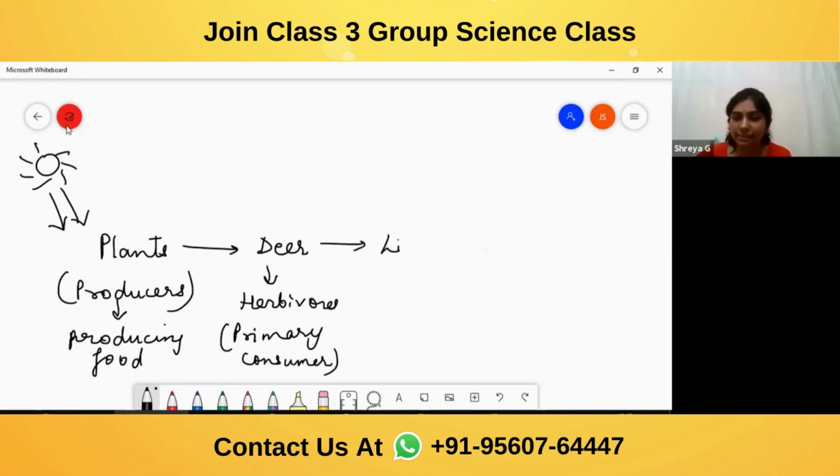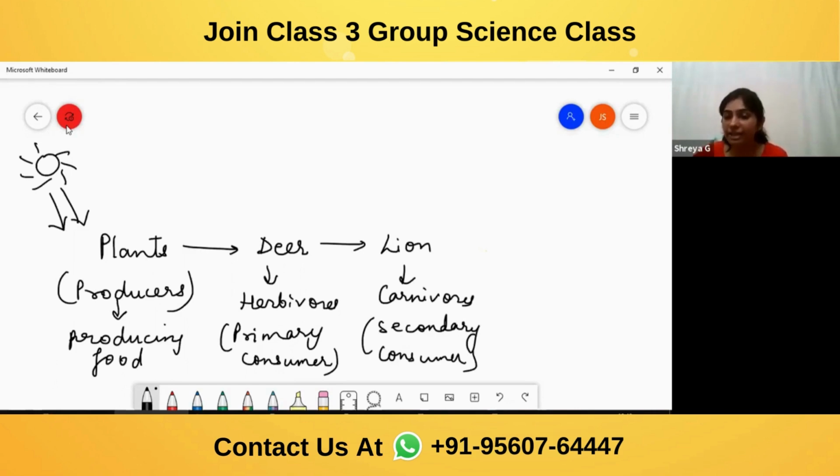If this deer is eaten by a lion, the lion is known as a carnivore. Can I say it is a secondary consumer? It is also a consumer, but it is a secondary consumer. Now the lion, when the lion dies, it is eaten by the decomposers or the eagles and the vultures. Eagles and all, they are known as scavengers. And eagles, when they die, they are eaten up by decomposers. They are small insects and worms which decompose the material.